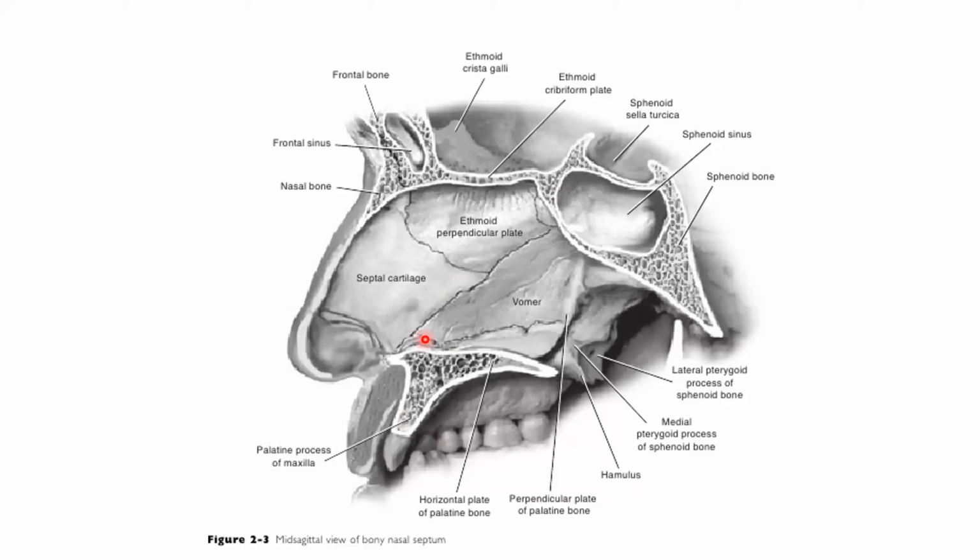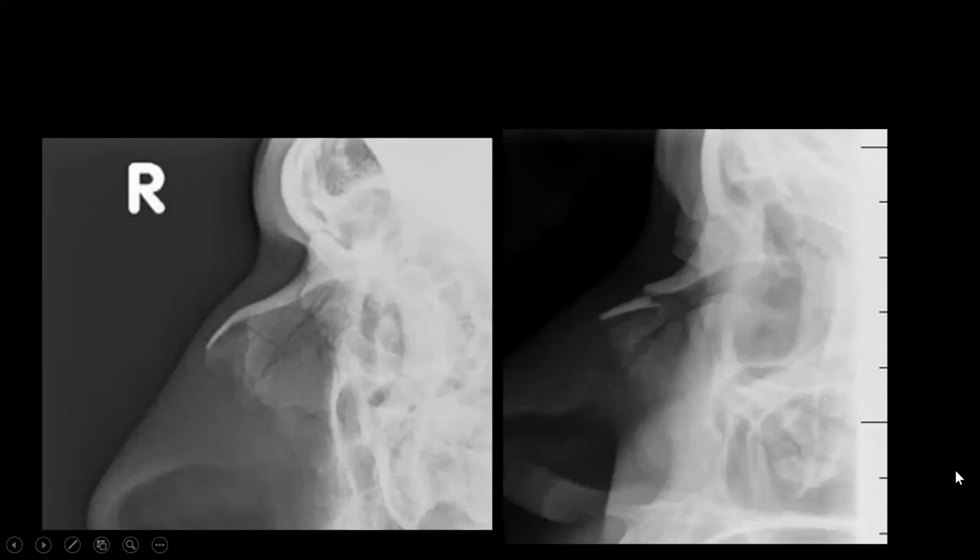Now this schema also is very good. It shows you a very nice diagram of the nasal septum. You can see the perpendicular plate of the ethmoidal bone, the septal cartilage, the nasal bone, frontal sinuses, the ethmoid cribriform plate, the sphenoidal bone, and the sphenoid sinus, which is aerated, on the lateral view. You can see very well in other slides, as I have previously.